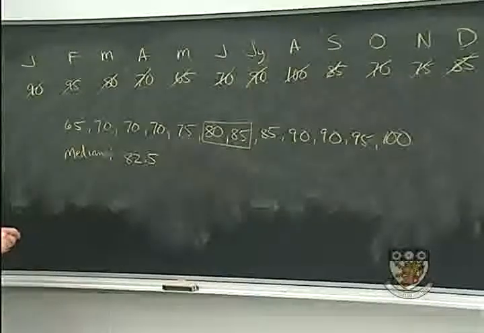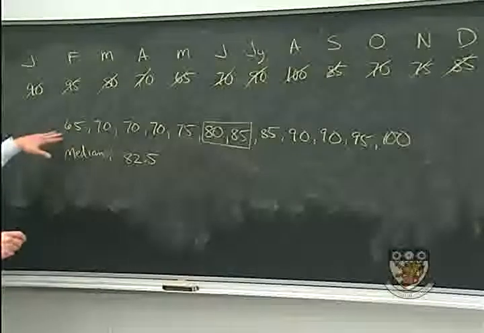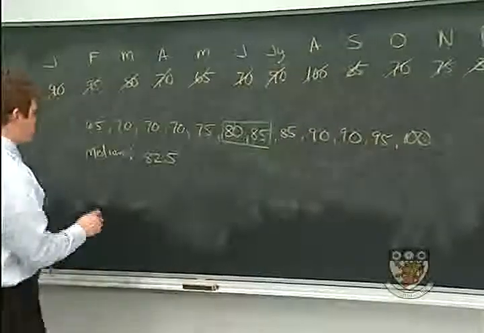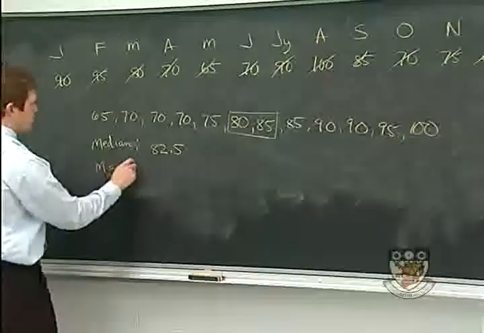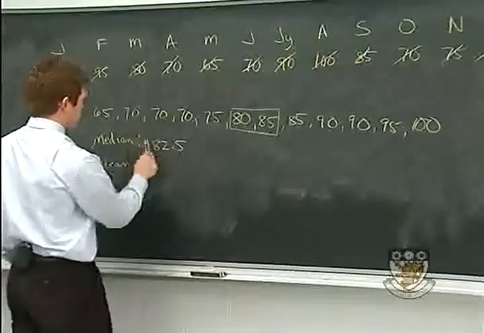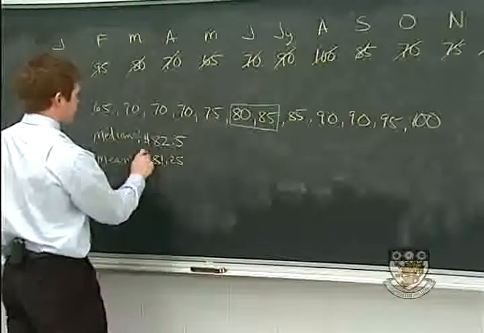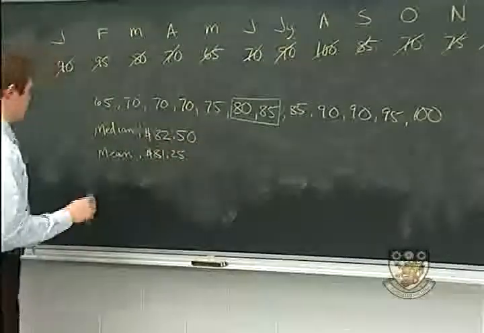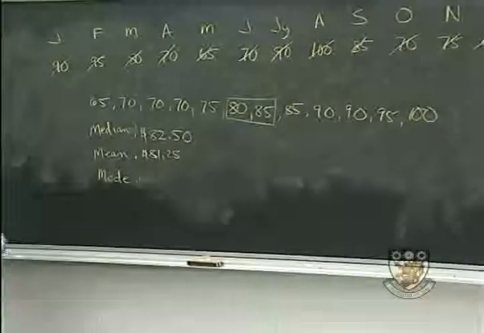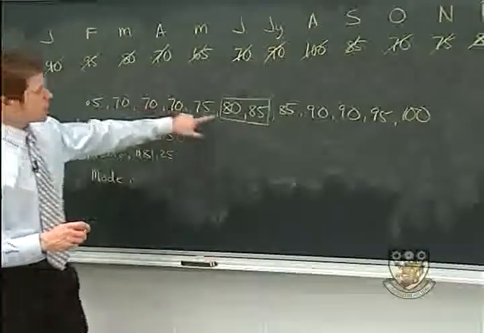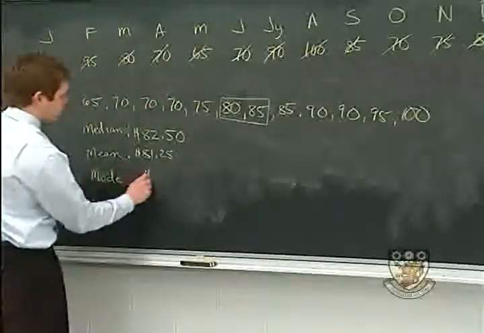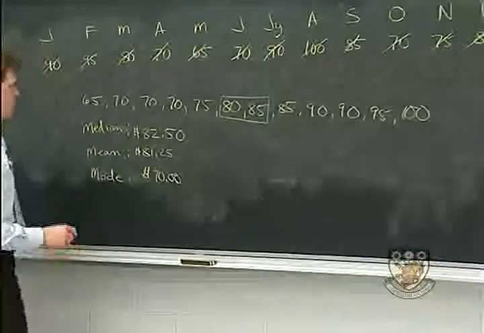Then we find the average. For time's sake, we won't go through the process, but I'll show you the process. Add all these numbers up, and then divide by 12, because that's the number of months. And that number comes out to be $81.25. Mode is the bill that was the most common. 70 appeared 3 times, 85 is twice, 90 is twice, but $70 is the most common bill.